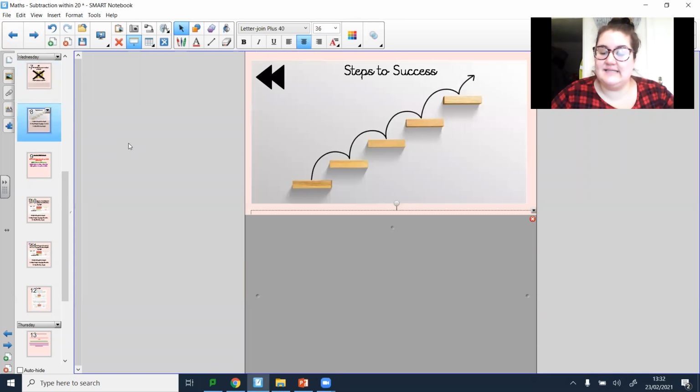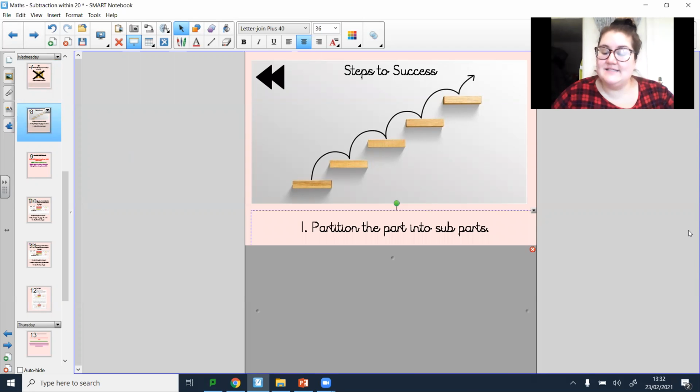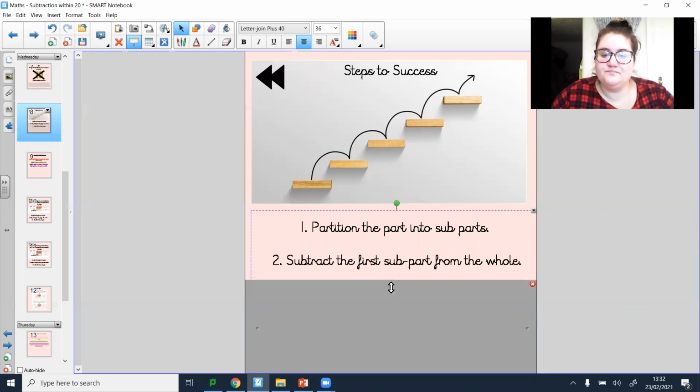So let's remind ourselves of those steps to success, because some of you have found this really tricky, and that's okay. That's why we've put in this extra little bit of learning for you so we can prevent you from being stuck. Step 1 is to partition the part into subparts. We've got our whole, and we're taking away our parts, but we need to break that part down even further into subparts. So that is step 1.